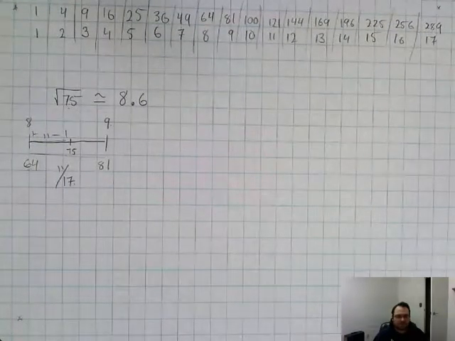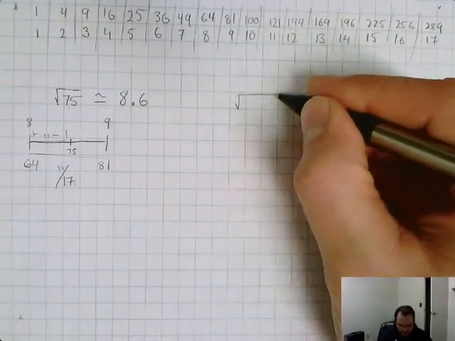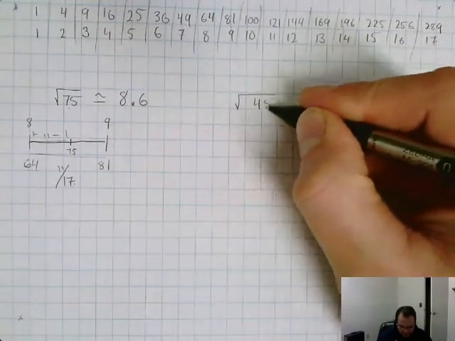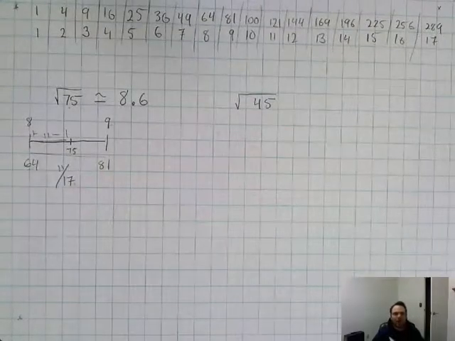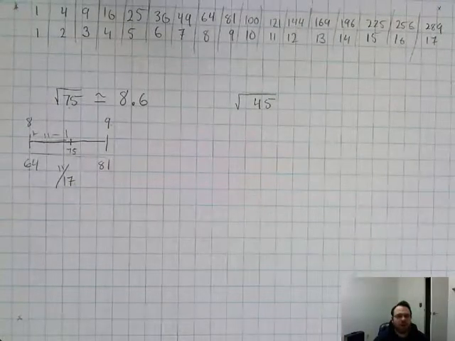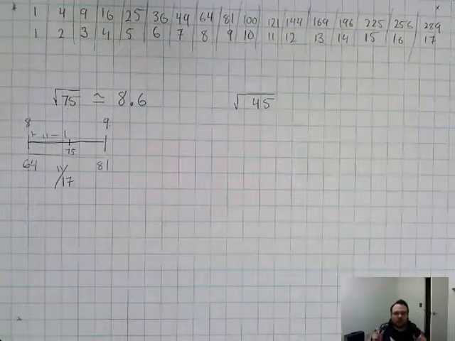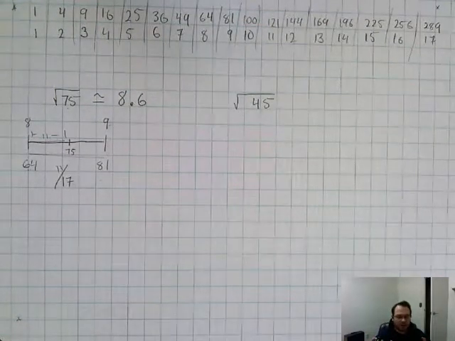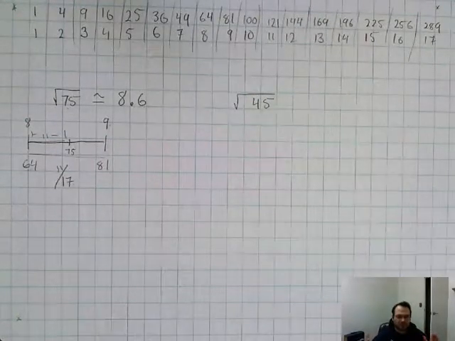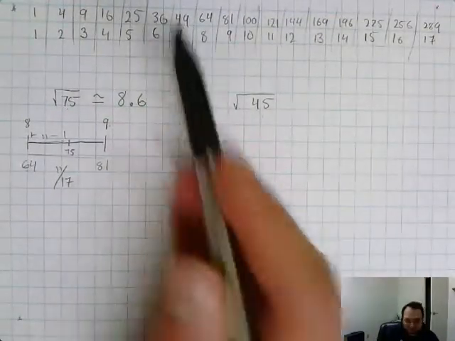All right, let's take a look at another example. Let's try the square root of 45. Once again, we want to find our benchmarks. Step 1, figure out what the benchmarks are: the two perfect squares closest to us, one smaller and one larger. 45 is in between 36 and 49.